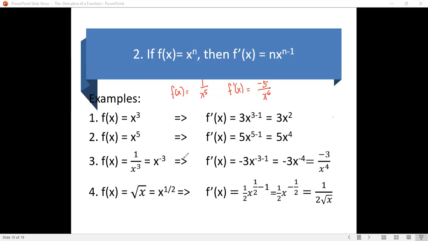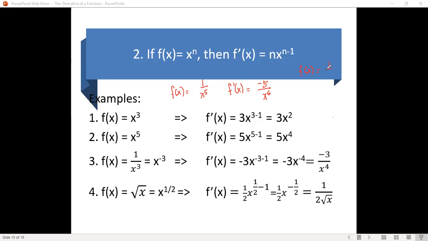Now, what if it's a radical? Say, square root of x. If f of x equals square root of x, it means x raised to 1/2. So your f prime of x is 1/2 x to the negative 1/2, which is 1/2 x to the 1/2 minus 1, or simply 1 over 2 square root of x. We have a special case for square root of x because you will encounter this many times, so let's put it as a rule.